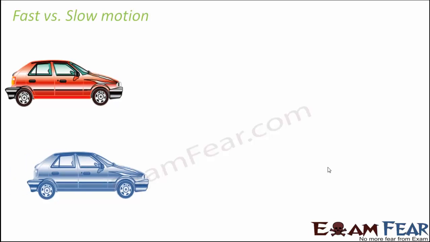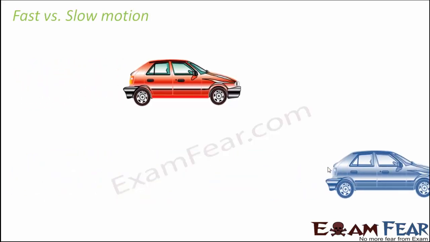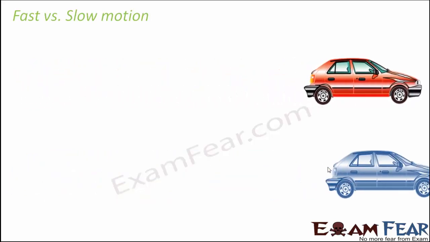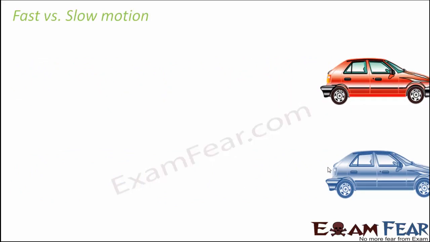So how do we know which object is moving fast and which object is moving slow? How exactly do we define that, or how exactly do we determine that? What determines the speed of motion? That is where we introduce speed. We will talk about speed a little later, but in this picture, what do you see?